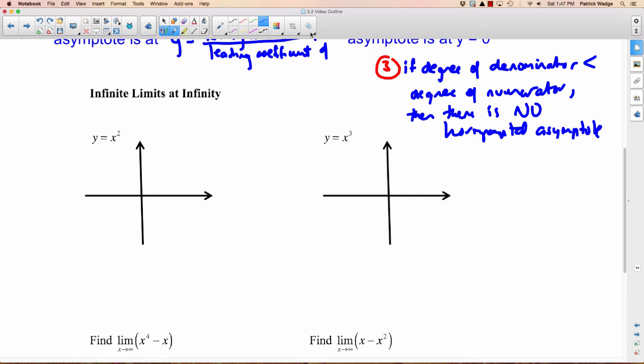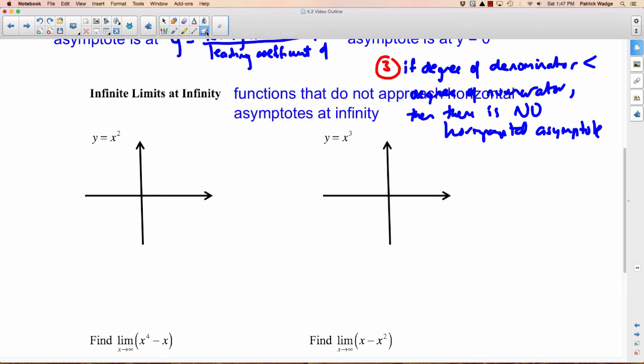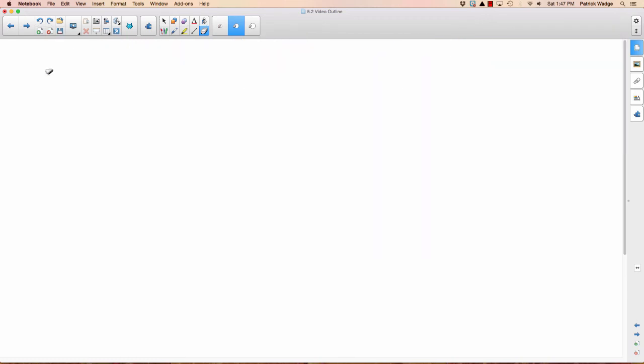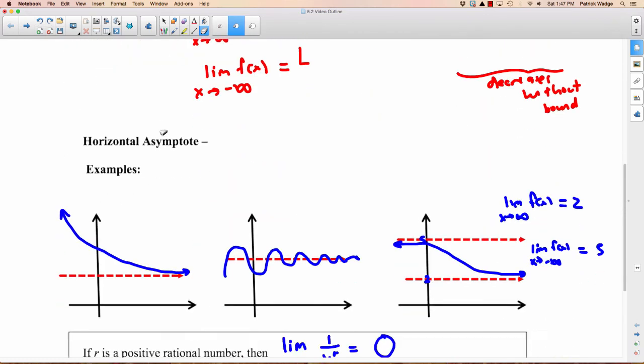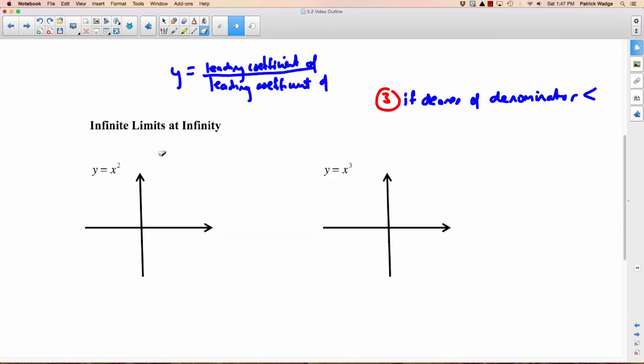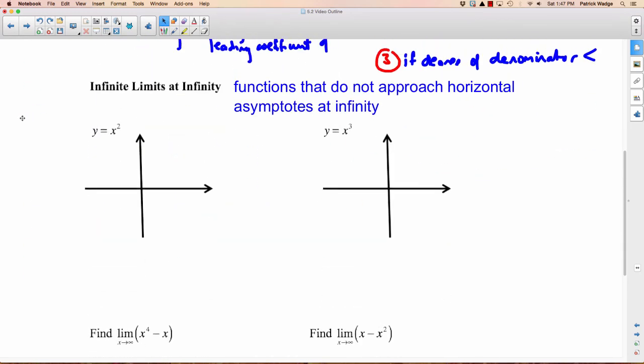Okay, finally, infinite limits at infinity. I might have to do some more erasing here. Yeah, I do. Infinite limits at infinity are when we have functions that do not approach horizontal asymptotes at infinity. So an example of that would be this one right here. As we go towards negative infinity, this does not approach a horizontal asymptote. It just goes up and up and up and up without bound. In other words, it's approaching infinity. So that's an example of infinite limits at infinity. So here's some very simple examples. Y equals x squared. You know what that looks like.